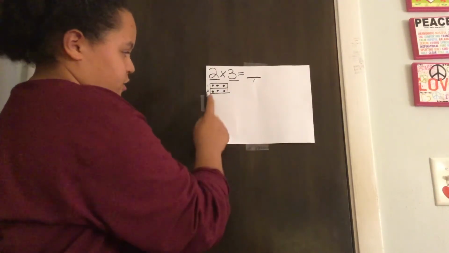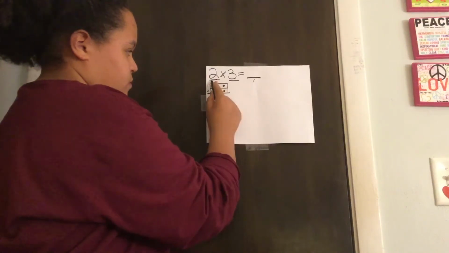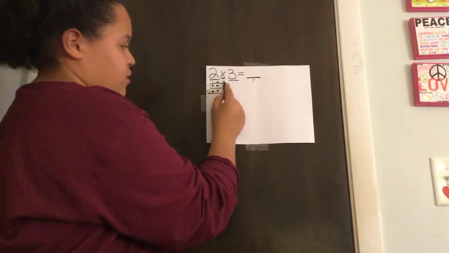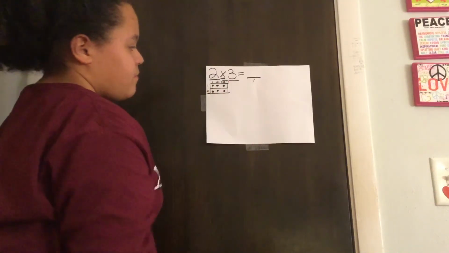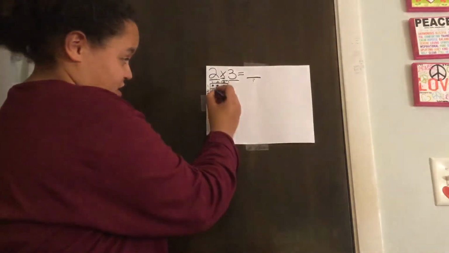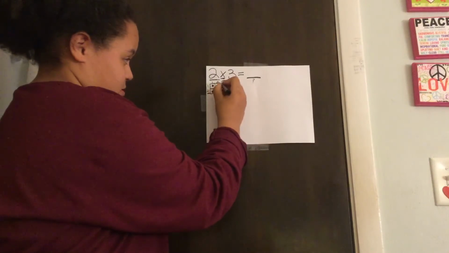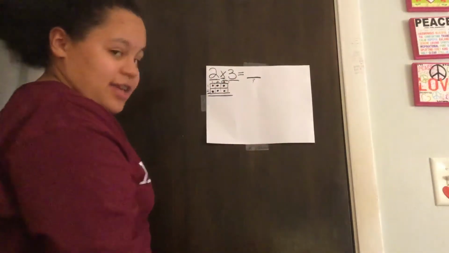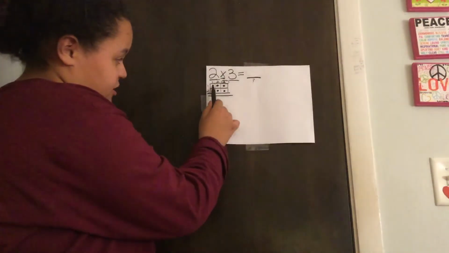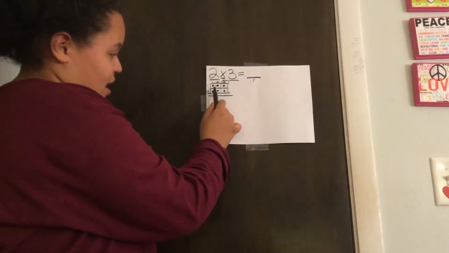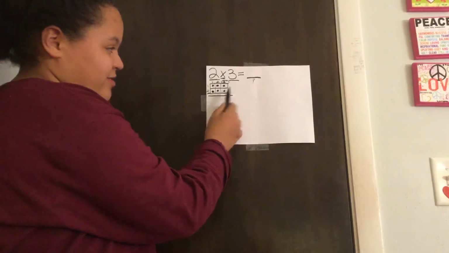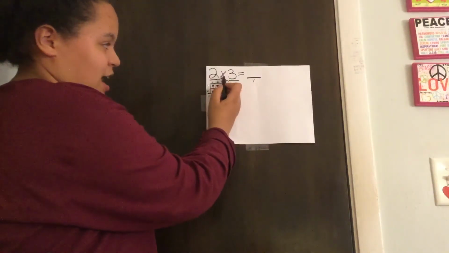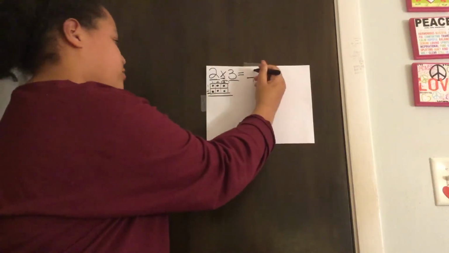So we have 2 times 3. And we get this as our answer. All of this right here. We get all of this square. So we're going to count it out. 1, 2, 3, 4, 5, 6 dots. So that means 2 times 3 equals 6.